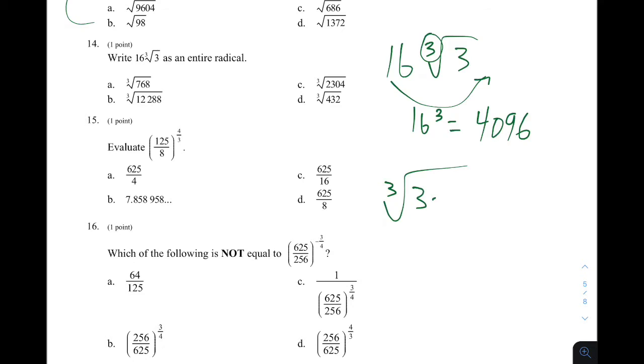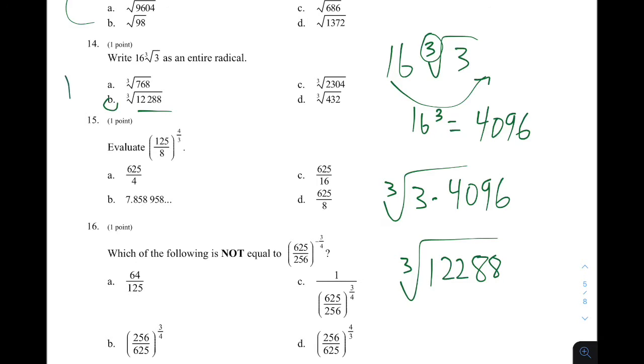So I'm writing the cube root of 3 times 4096. And 4096 times 3 should be big, 12,288. Which, there it is, B. Okay, B.